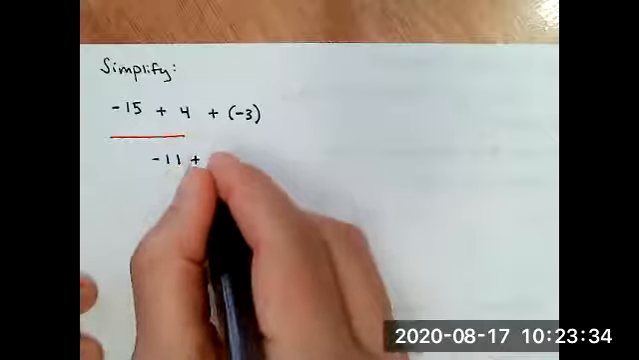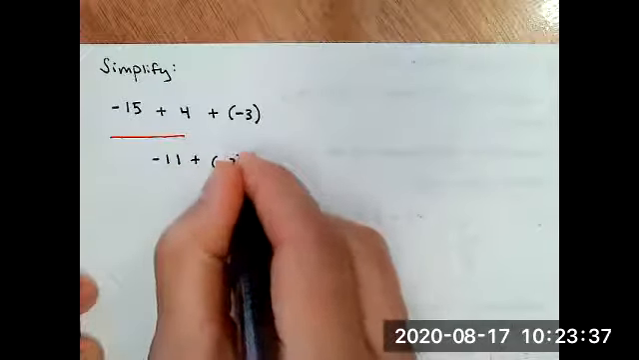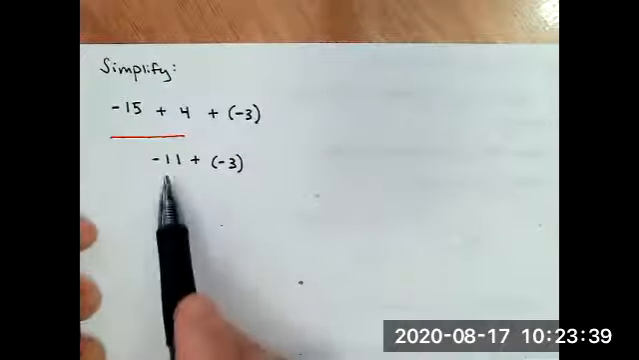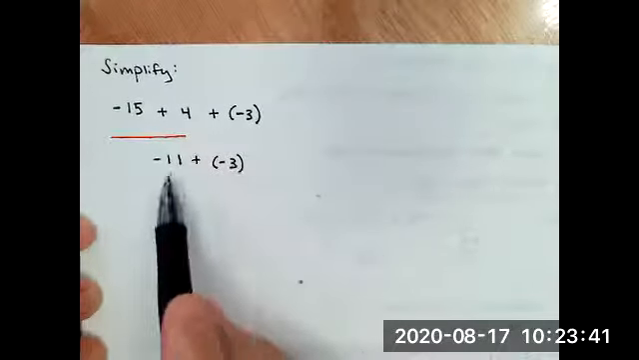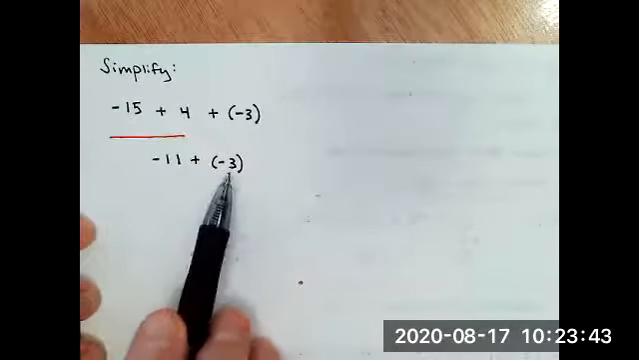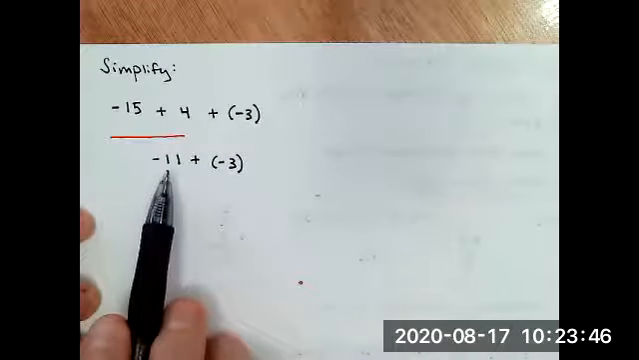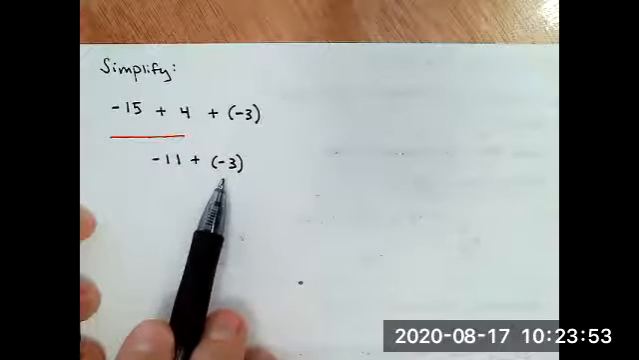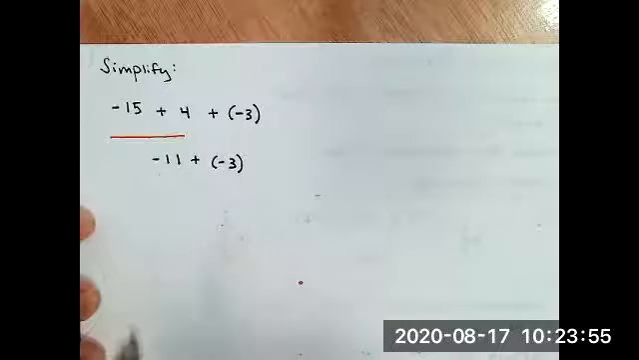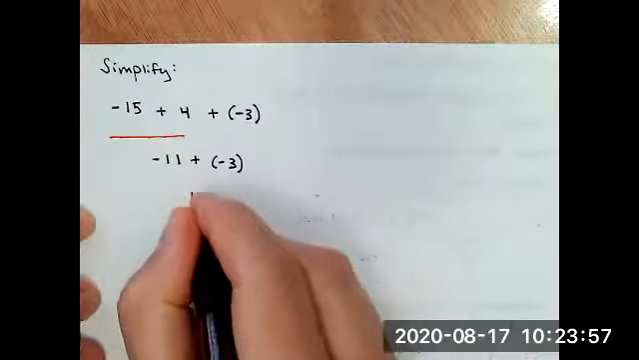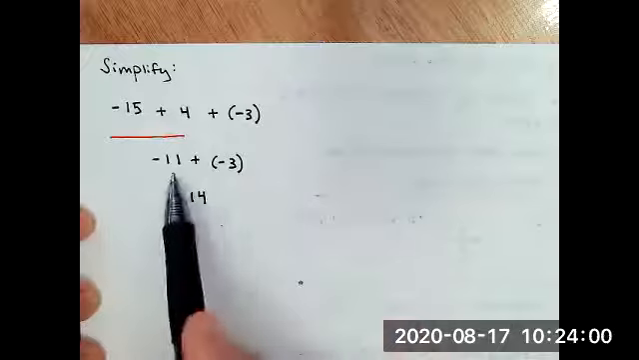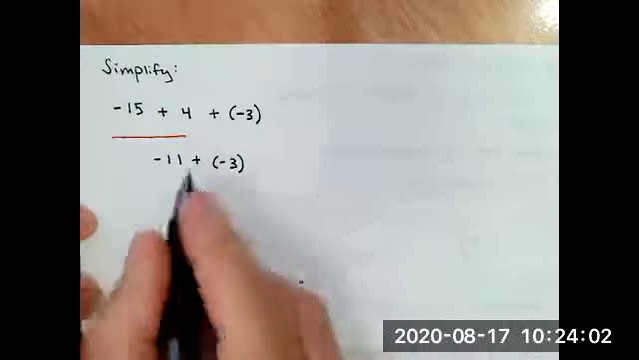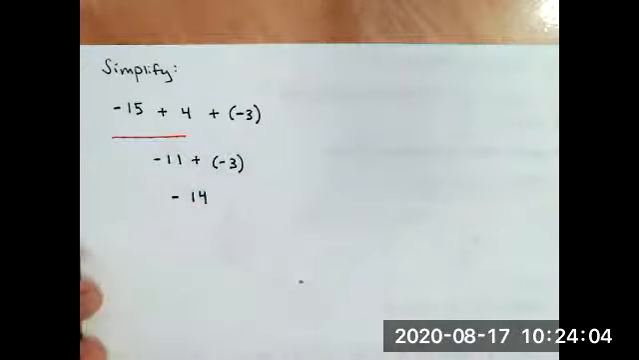Then we want to add negative 3. These two numbers have the same sign, so you just add their absolute values. The absolute value of negative 11 is 11. The absolute value of negative 3 is 3. 11 plus 3 is 14. Since they're both negative, you keep the negative. Let's do another one.